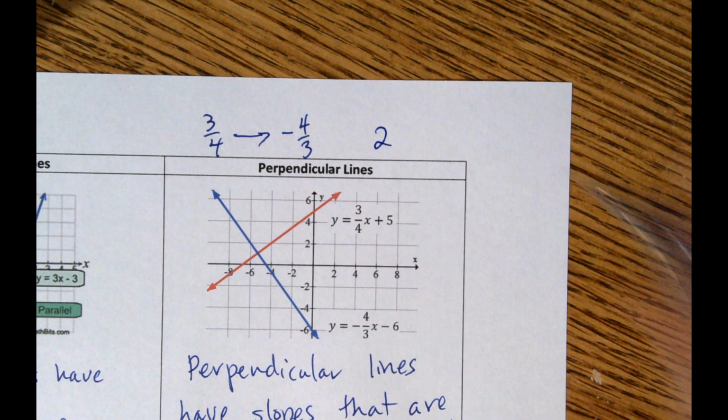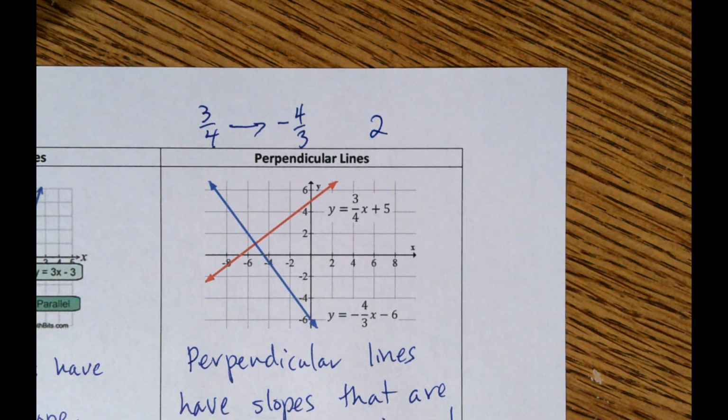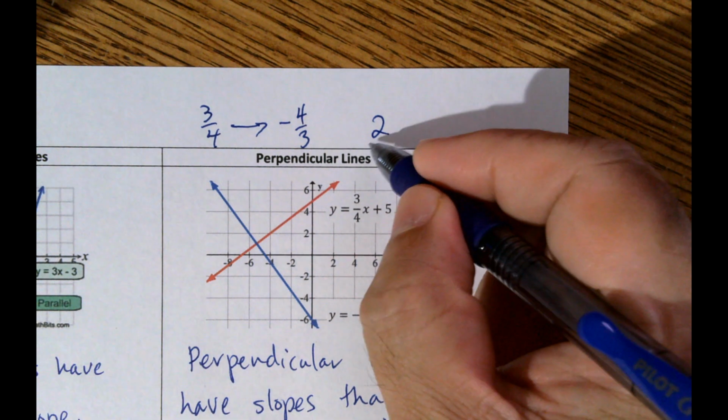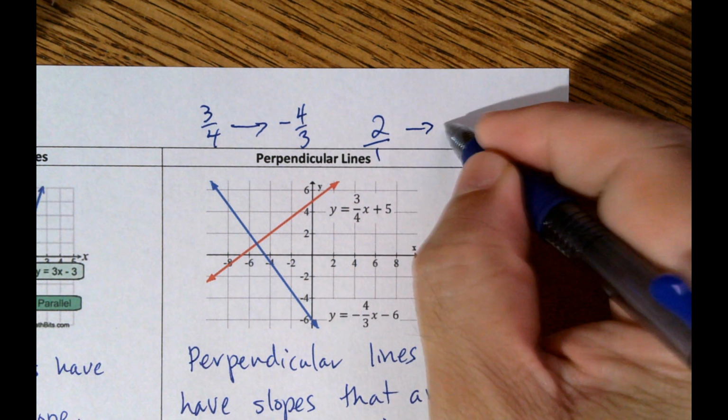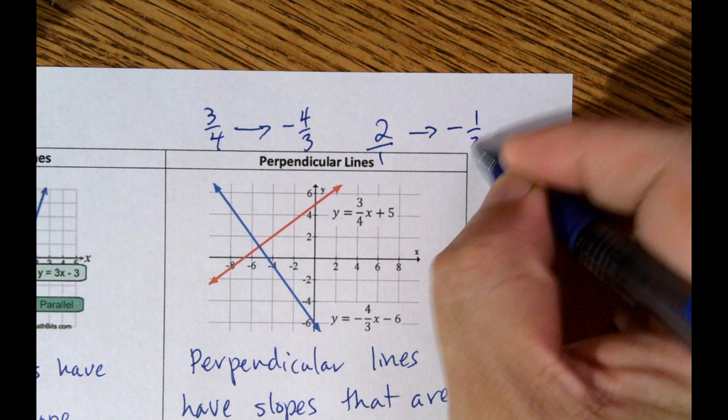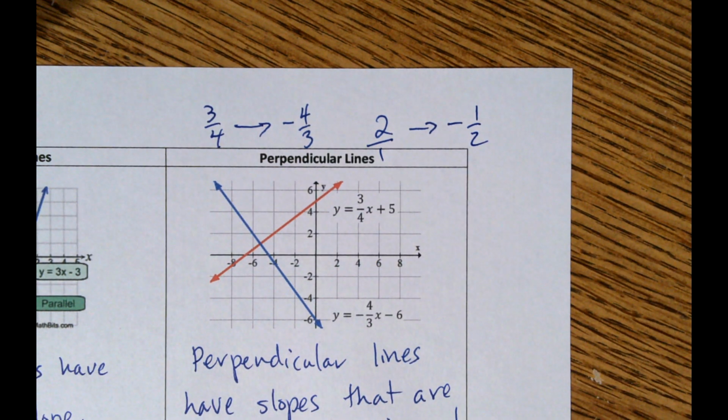So what if I have a slope of 2? What's the opposite reciprocal of that? Well, remember every whole number has 1 underneath. So you're going to change the signs from positive to negative, and you flip that. So the opposite reciprocal of positive 2 is negative 1/2.